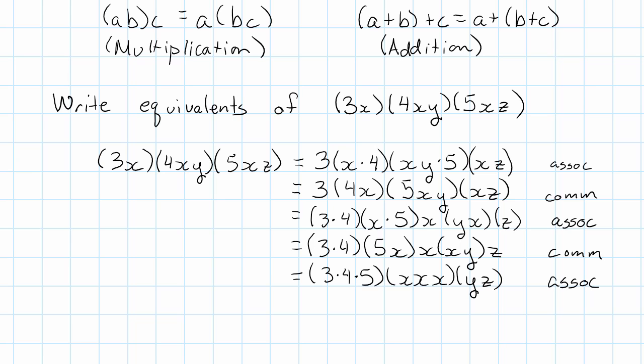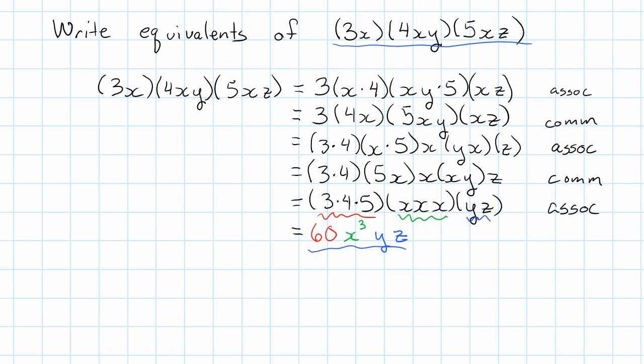well, here we have arithmetic we can just work out. 3 times 4 is 12, times 5 is 60. Here we're multiplying together 3 copies of the variable x, which we can write using an exponent. And here we just have a yz. And in this way, we can write this big complicated multiplication expression in this much shorter way.